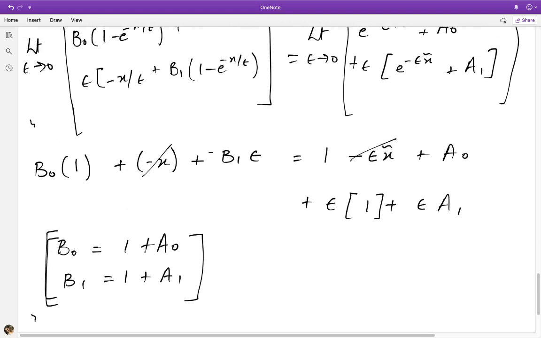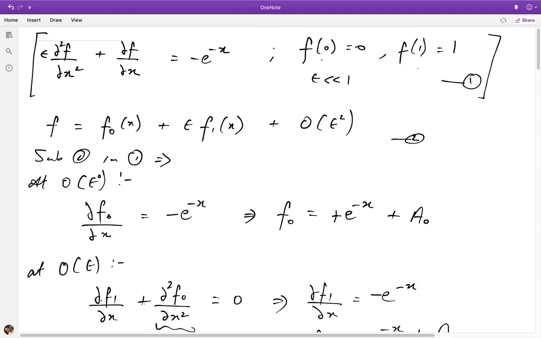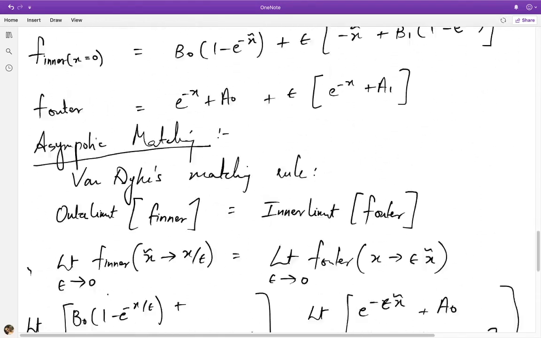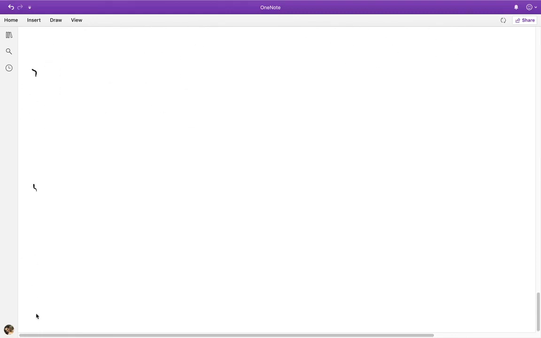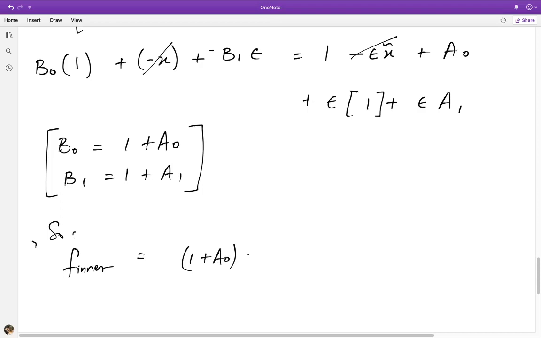Okay, so from here we have a solution right now in terms of a naught and a1. So let me write that down. And so we have f inner equals, so let me now write x tilde as x by epsilon, just to write everything in one variable.